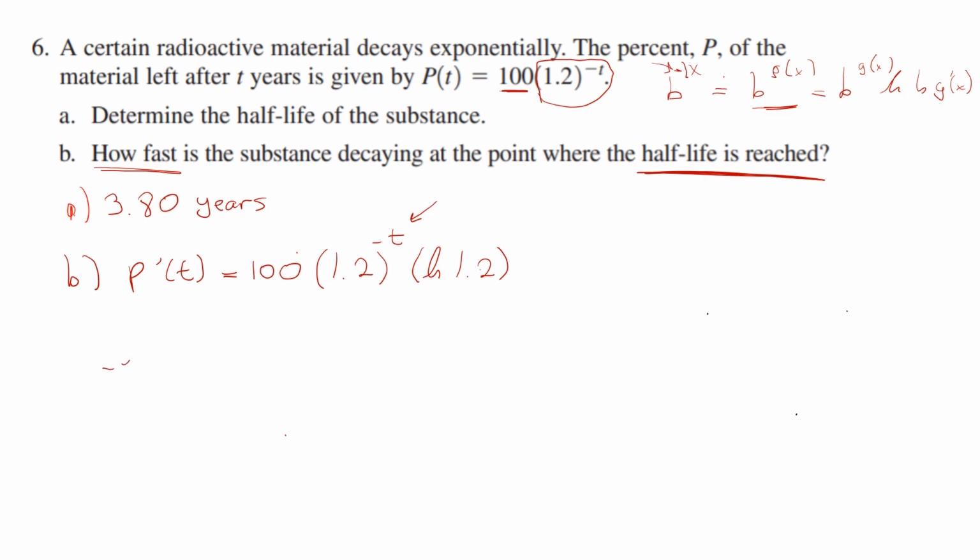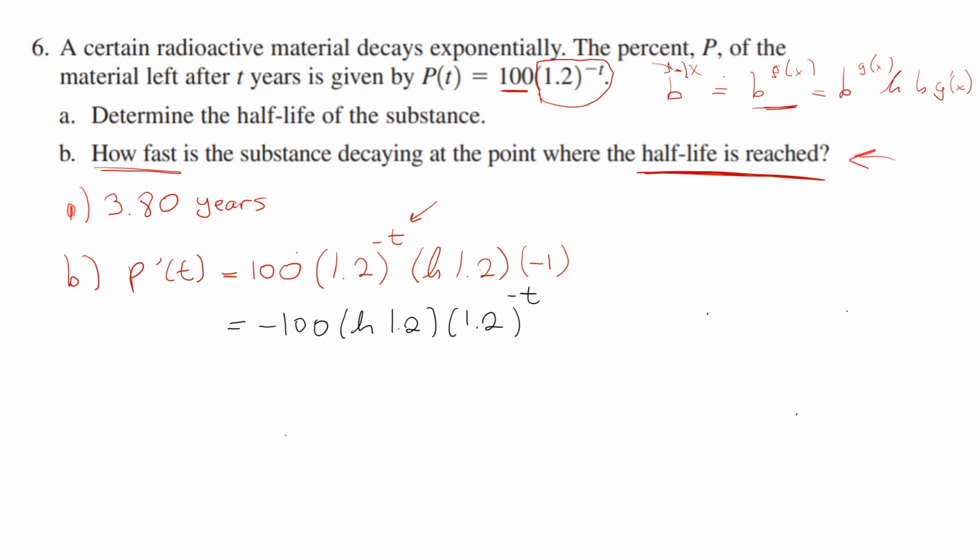This is basically the same thing as saying negative 1t, and this is to the power of 1. I know anything to the power of 1, when I take the derivative, just becomes 1, so I'm left with negative 1. So I have negative 1 over here. I'm just going to erase this really quick. And from here, I can simplify it a little further to get negative 100 ln 1.2 times 1.2^(-t).